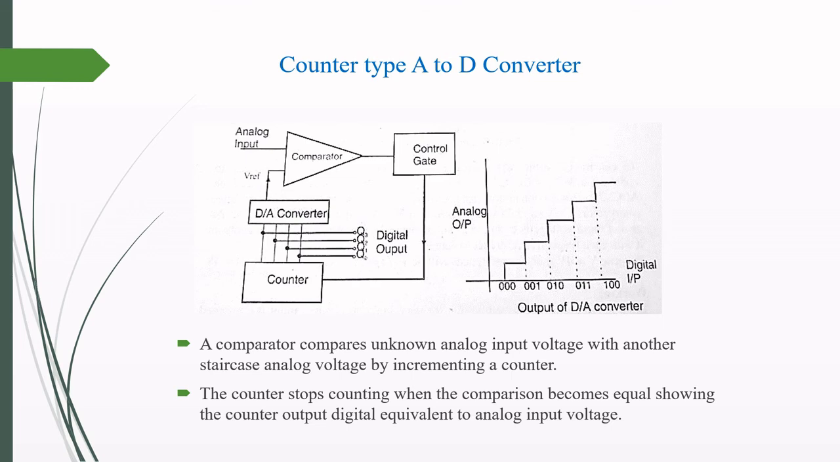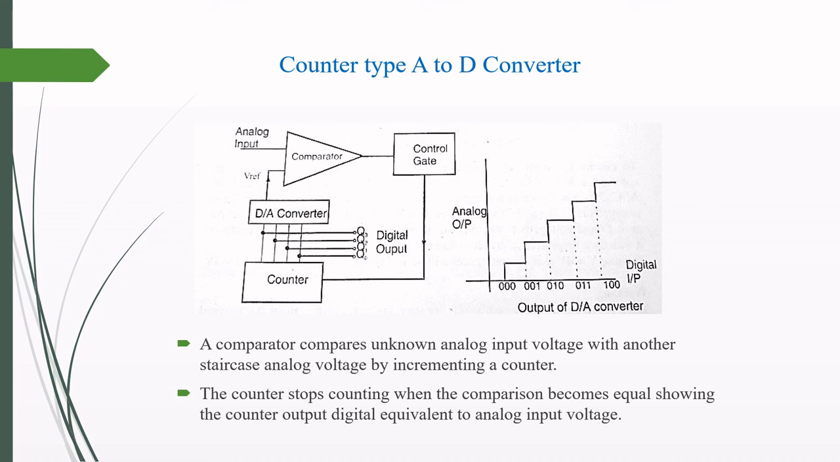Initially, the counter is reset to 0, 0, 0. When comparator sends a start signal through control gate, the counter advances through its normal binary count, for example 0, 0, 1, 0, 1, 0, 0, 1, 1 and so on. It is then converted into increasing analog voltage with the help of digital to analog converter. The output is shown in the diagram. You can see here staircase output. It is applied to comparator as reference voltage.